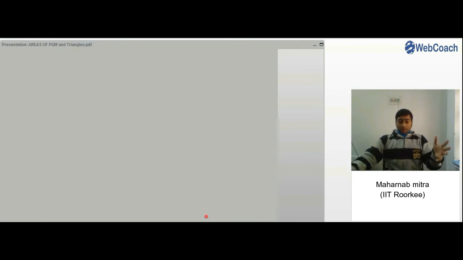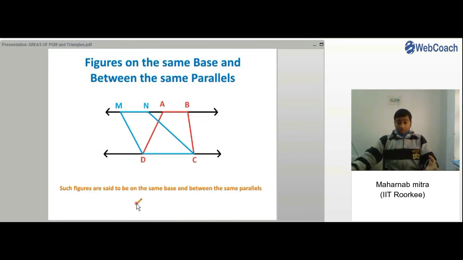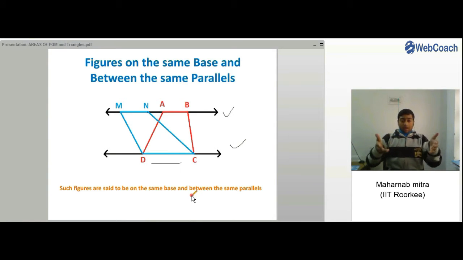So these kinds of figures are said to be on the same base and between the same parallels, right? Such figures where both of them have a common base and both of them have the same height, or they are between the same parallels, are called figures on the same base and between the same parallels, right?